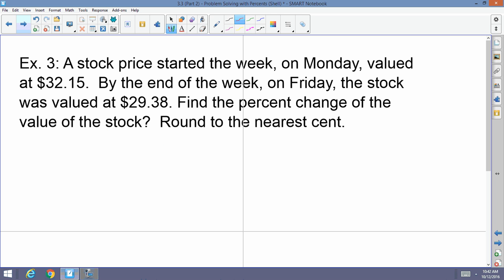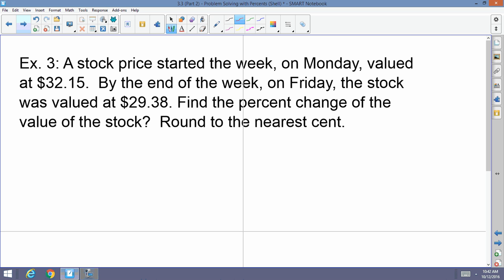Number 3. The stock price started the week on Monday valued at $32.15, right? Then by the end of the week on Friday, the stock was valued at $29.38. Find the percent change in the value of the stock.